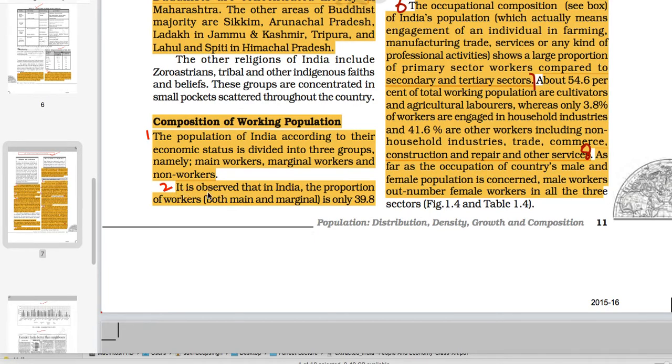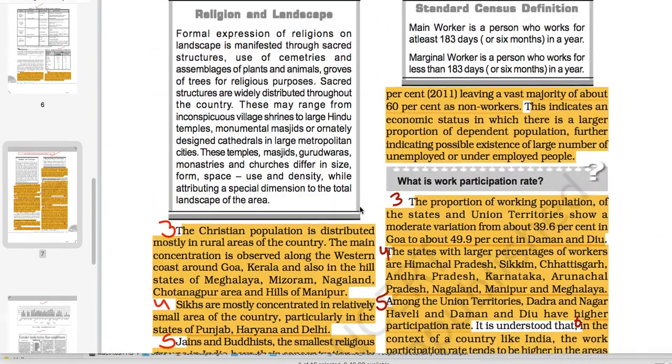Second point is it is observed that in India the proportion of workers, in this we are talking about both main and marginal, their percentage is 39.8% according to the data of 2011, and this one is also your 1 mark question. But the majority of population in India is non-workers, the non-working population, and their percentage is 60%.